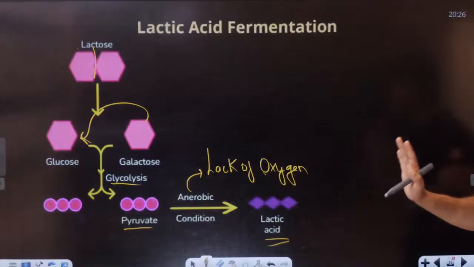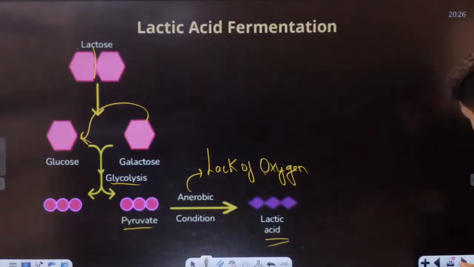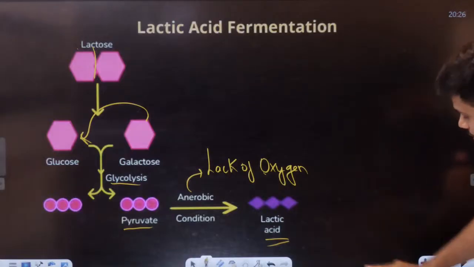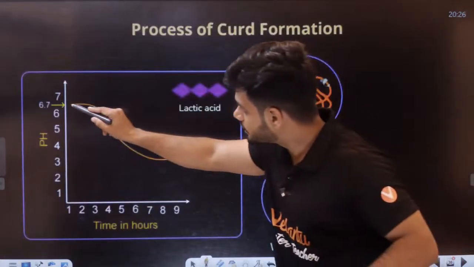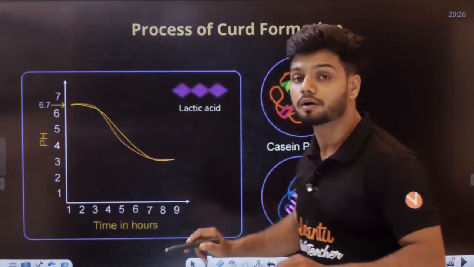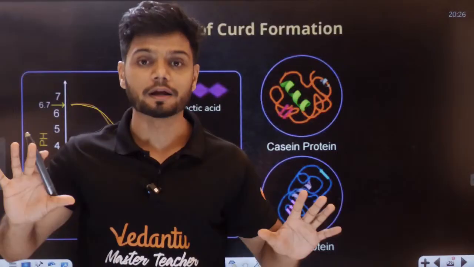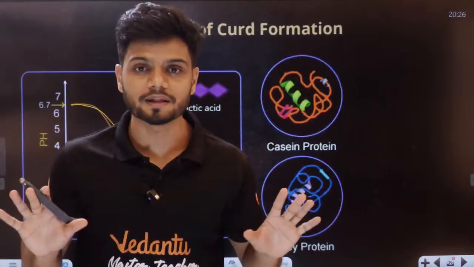From lactose, we have lactic acid. Okay. Now, students, it is an acid. This acid will drop the pH in the milk. In the milk, the entire pH is dropping. Complete pH drop in the milk.